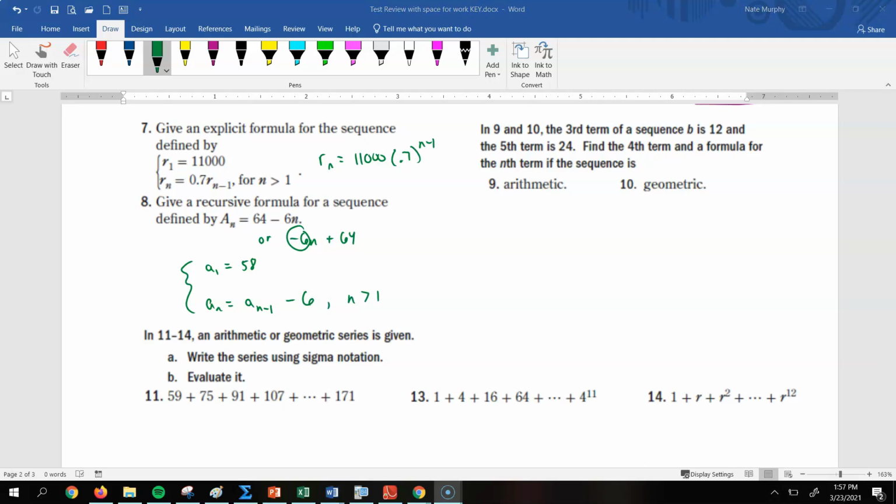All right, let's look at number 9. Number 9 gives us that the third term of a sequence is 12 and the fifth term is 24, and we want to find the fourth term and a formula for the nth term of the sequence if it's arithmetic. What we can do is treat this as, remember, two coordinates.